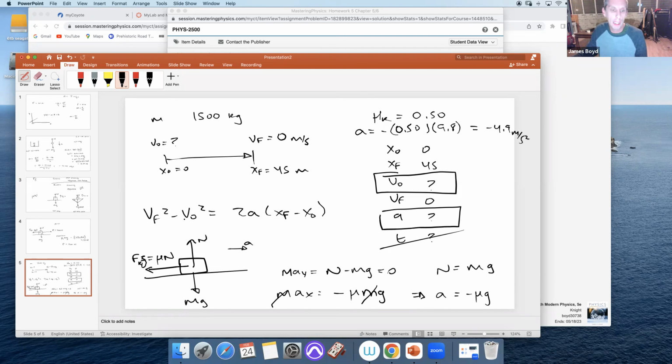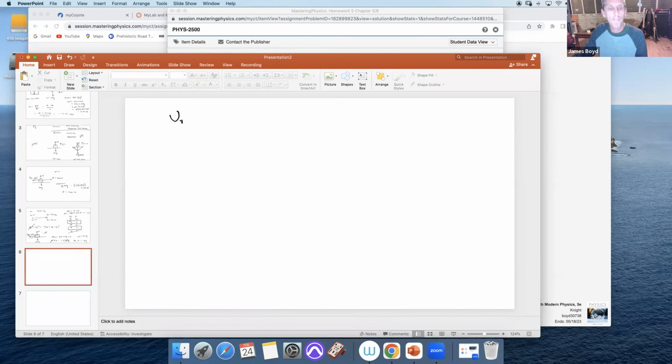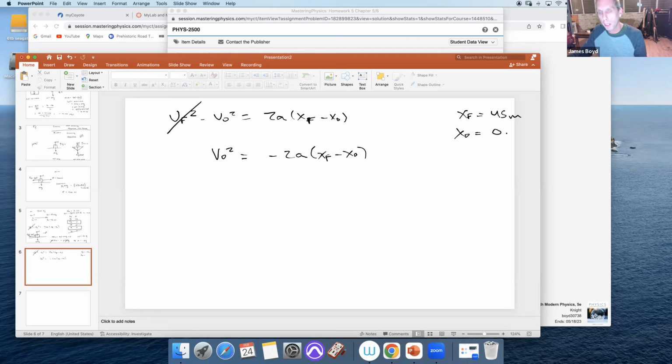Now we want to solve for v initial. V final is 0. I'm going to go to a new page. So we have v final squared minus v initial squared is 2a times x final minus x initial. This is 0. We're solving for v initial. Move the negative sign over, so I get negative 2a times x final minus x initial. But remember, our x final was 45. Our x initial was 0. Our a was negative 4.9 meters per second squared.